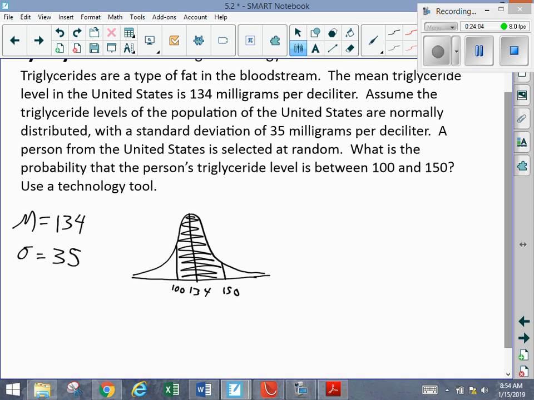All right, so we're going to go to our calculators. And we'll choose menu, statistics, distributions, normal CDF, and in there we'll put a lower bound of 100. We'll put an upper bound of 150. We'll put a mean of 134 and a standard deviation of 35. 0.510.